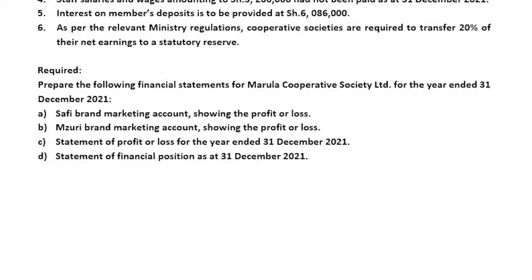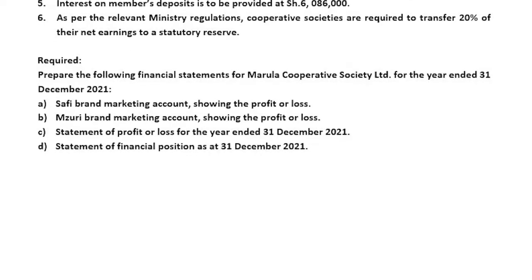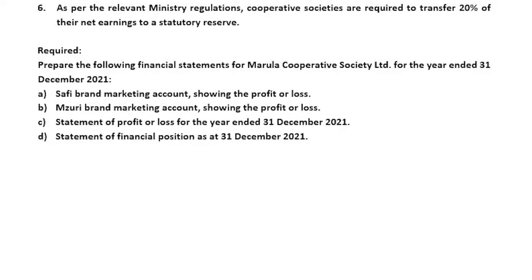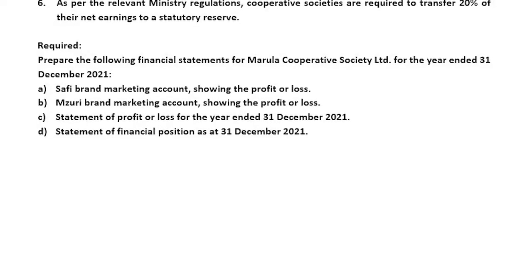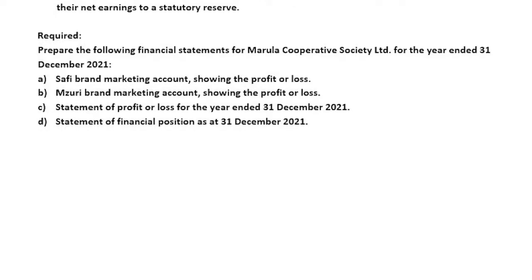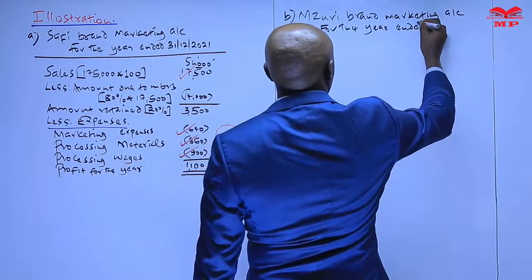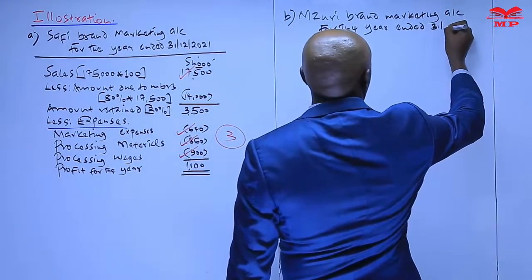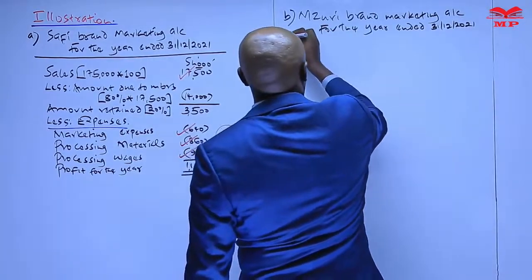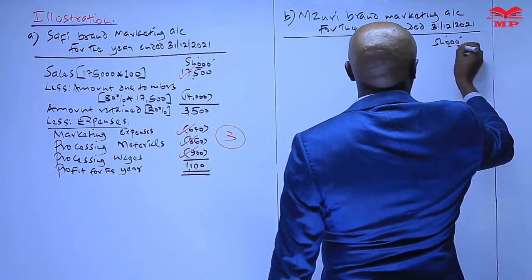We are required to prepare now a marketing account for the other coffee brand, which is Mzuri brand. Marketing account, which is equally for the year which ended 31st of December 2021. So our figures are in thousands of shillings.